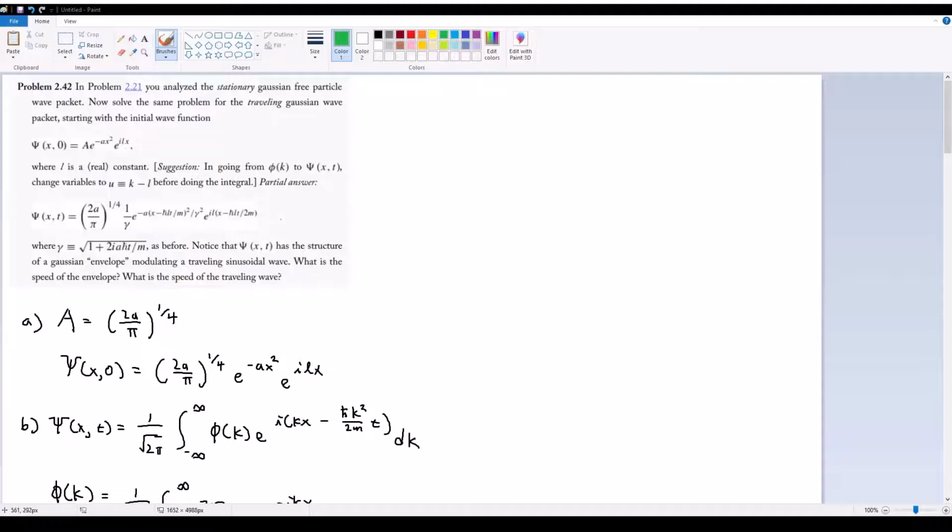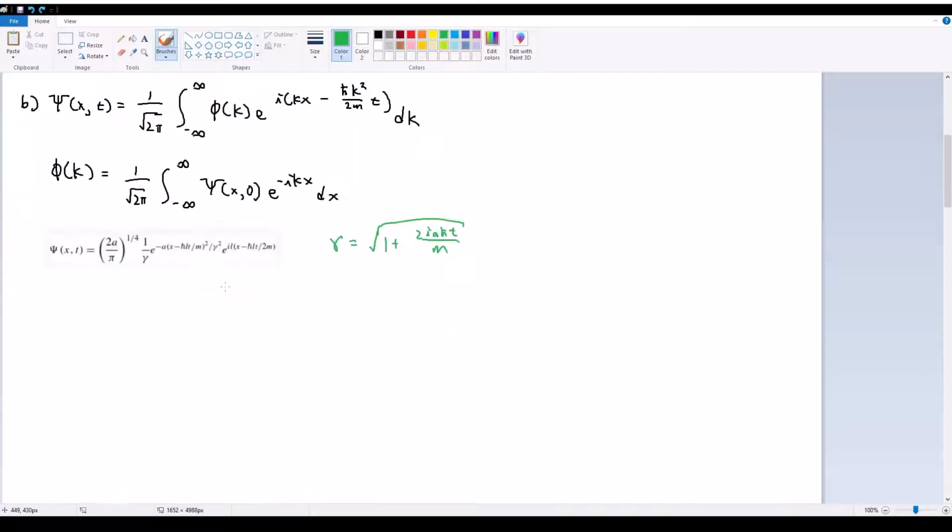Okay, so there's an extra part here. Notice that psi of x comma t has the structure of a Gaussian envelope modulating a traveling sinusoid. So we've gone over this already. The complex exponential is the traveling sinusoid, and then this exponential over here, which is real, is the modulating term. We want to know two things: the speed of the envelope and the speed of the traveling wave.